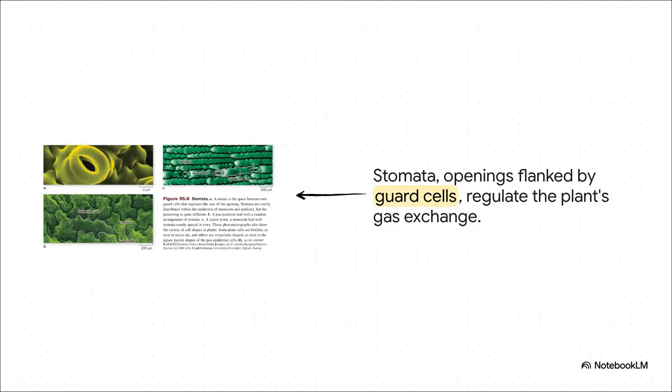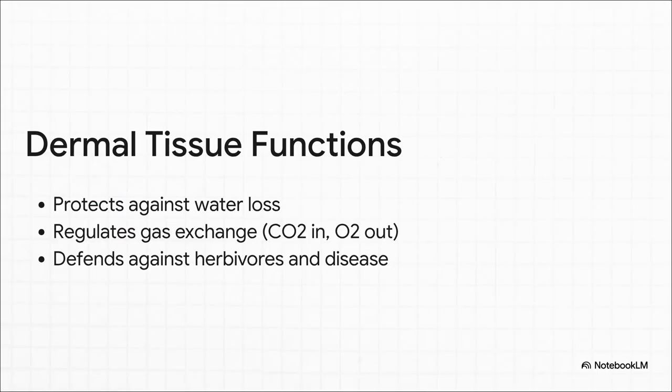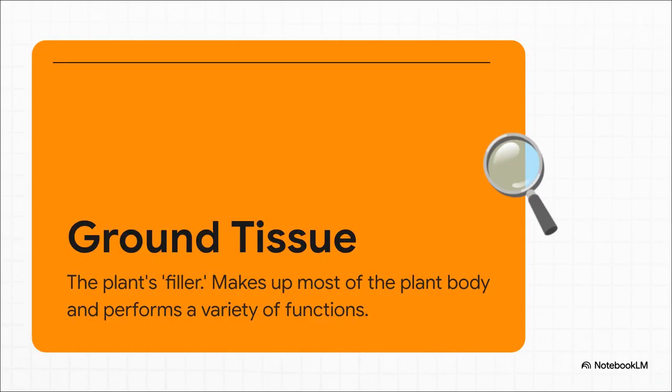But this skin has to be able to breathe, and that's where these incredible little structures come in. What you're looking at are stomata, these tiny little pores, each one flanked by two guard cells that cover the epidermis. They're like little gatekeepers controlling the flow of carbon dioxide in and oxygen out. Super important. So this one system is a triple threat, really. It waterproofs the plant so it doesn't dry out. It manages all its gas exchange through those stomata, and it provides the first line of defense against hungry herbivores and nasty diseases. Okay, next up is the ground tissue.